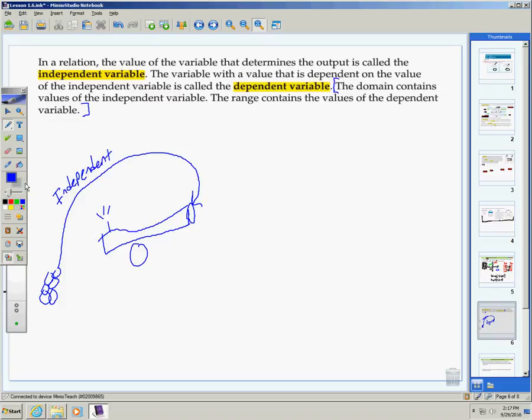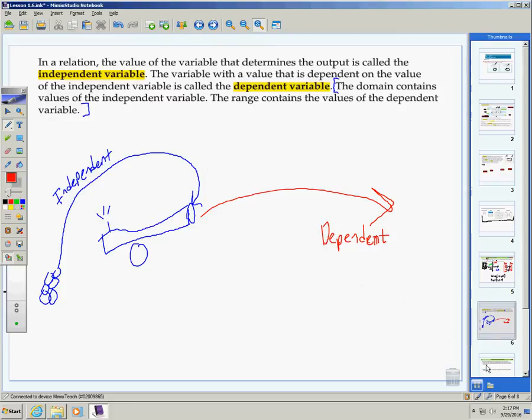Then, once this shoots out, this is my dependent variable. Depending on how far it shoots out, depends on how much it weighs. I chose how much it weighed because of my independent variable, and then, because it weighed a certain amount, it flew a certain distance, that's my dependent variable. Independent is what you put in, dependent is what comes out because of what you put in. That's another way to think about it.